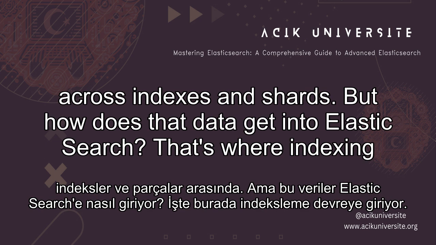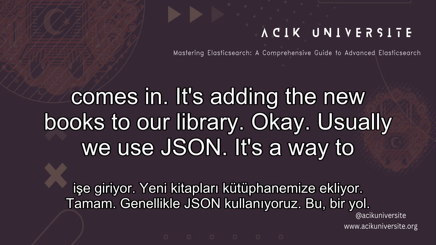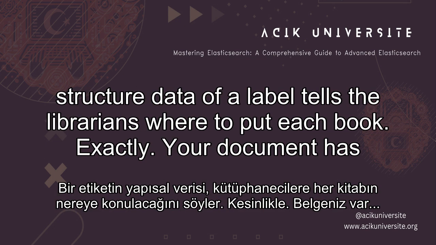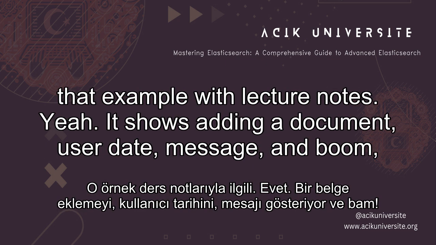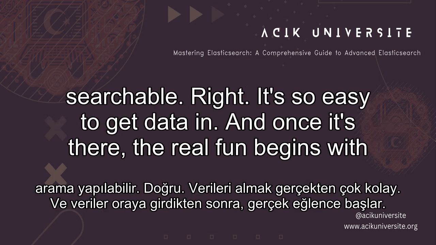But how does that data get into Elasticsearch? That's where indexing comes in. It's adding the new books to our library. Usually we use JSON. It's a way to structure data. A label tells the librarians where to put each book. Exactly. Your document has that example with lecture notes. Yeah, it shows adding a document, user, date, message, and boom, searchable. Right. It's so easy to get data in.